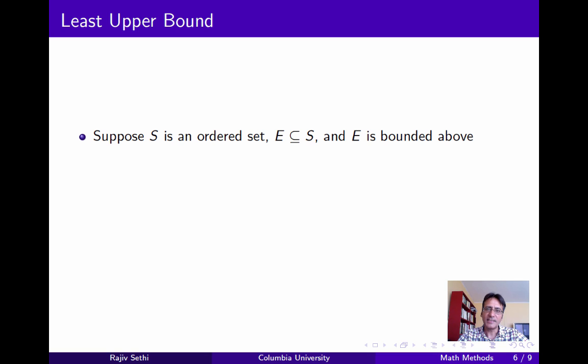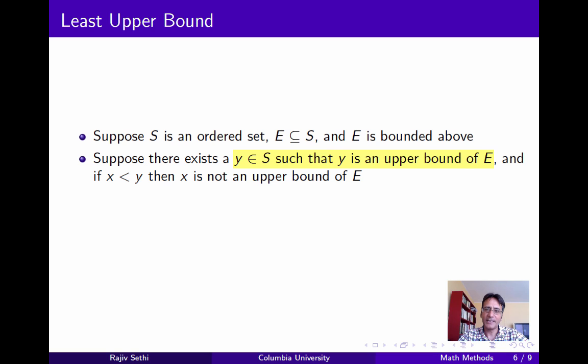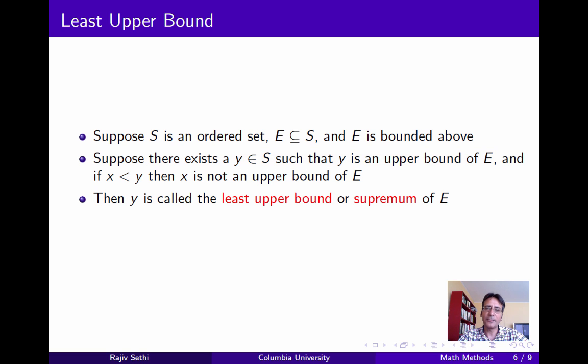Suppose S is an ordered set and E is a subset of S and it's bounded above. Suppose that the element y in S is an upper bound for E, but no element x that's smaller than y is an upper bound for E. Then y is called the least upper bound or supremum of E. And we can define the greatest lower bound or infimum of a set in exactly the same way.